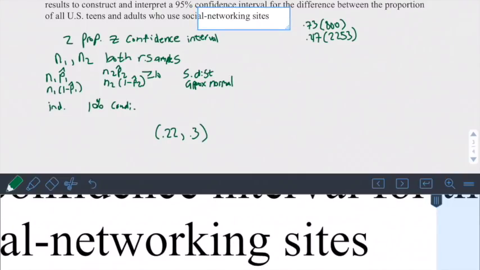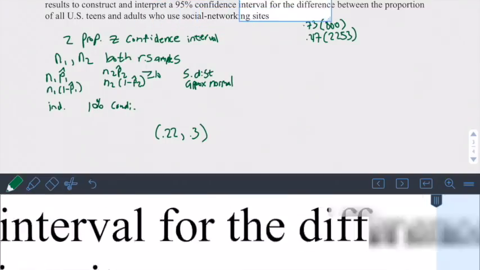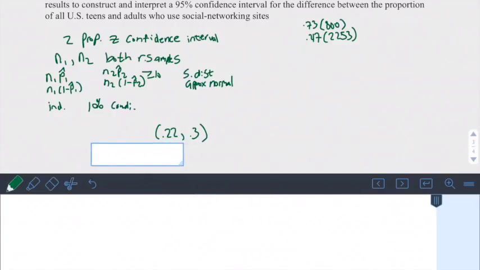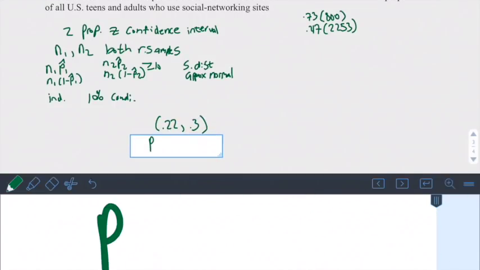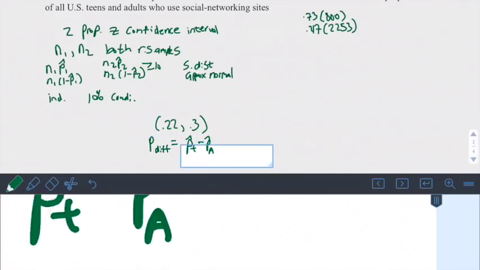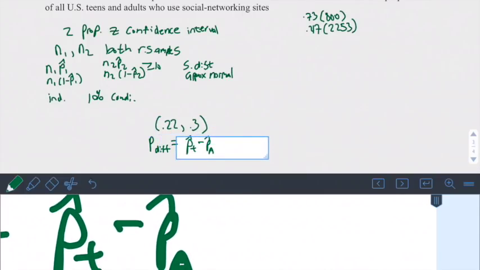So what that means is it looks like teens are using more than adults, because if we're looking at the difference, remember that meant p hat of teens minus p hat of adults. So, since it was positive, we know that more teens are using social networking sites than adults, and that makes sense.